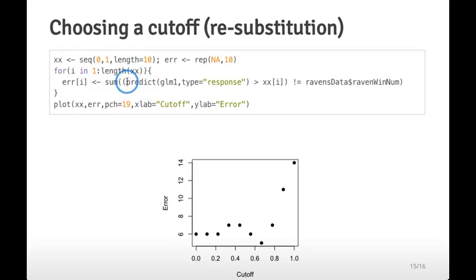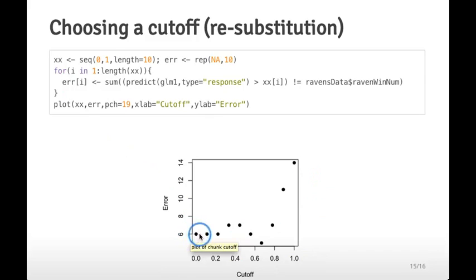And what I'm going to do is calculate the prediction with type equal response. So that calculates the probability that the Ravens are going to win. And I look if it's bigger than the cutoff. And then I calculate the number of times that that is not equal to the value of the Ravens win. So this is the number of errors that we're making. So what I do is I calculate the sum of the total number of errors that we make for each value of the cutoff. And then I plot the cutoff versus the total number of errors that I made.